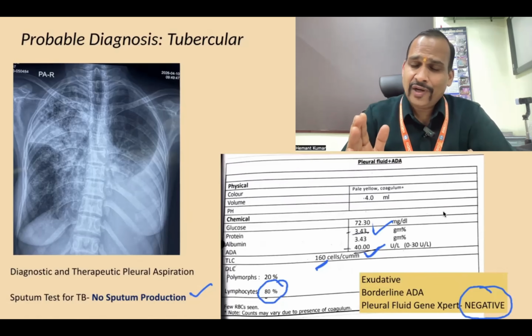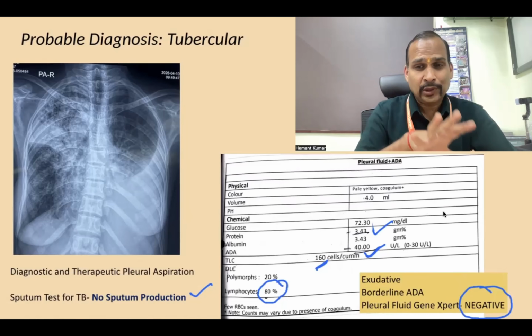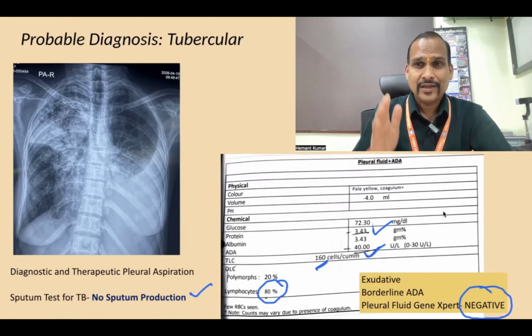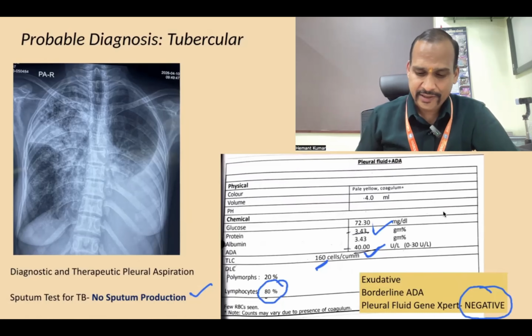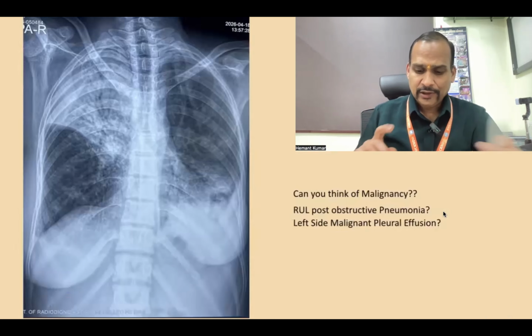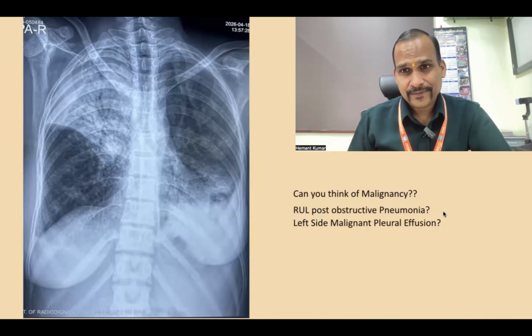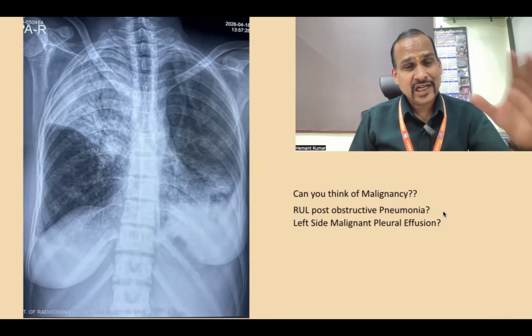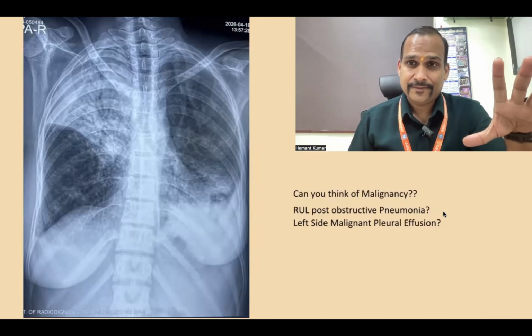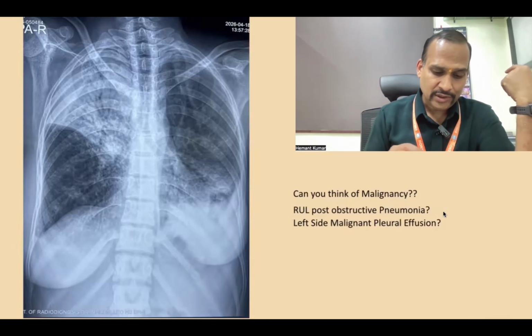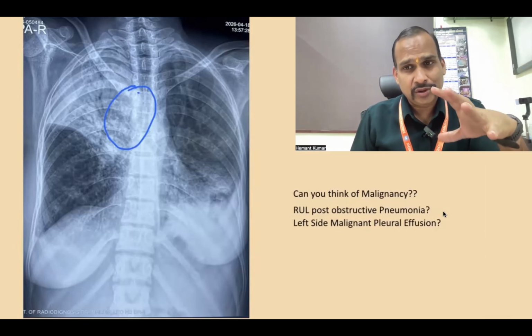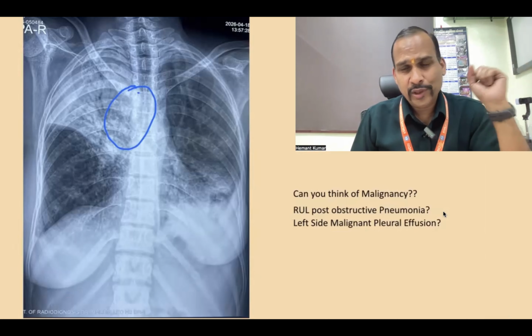So what will you do now? This is a probable case of tuberculosis, but the pleural fluid is not confirmatory, and there is no sputum production also. So what will you do? You will start ATT? No. Okay, so can you think of malignancy? Yes, we can think of malignancy. The examiner will confuse you like this. So can you think of malignancy? Yes, we can think, because there may be a right upper lobe intrabronchial growth, which is causing obstructive pneumonitis in the right upper lobe.